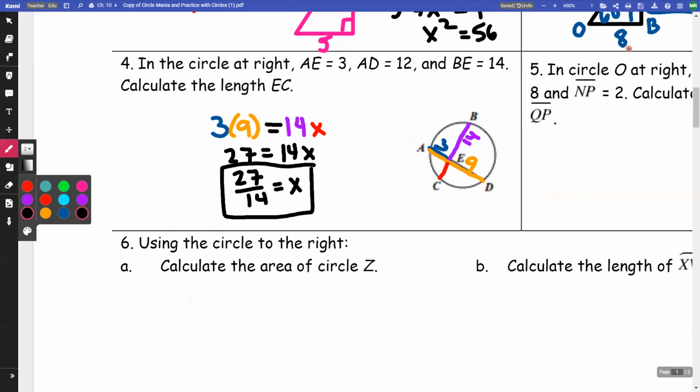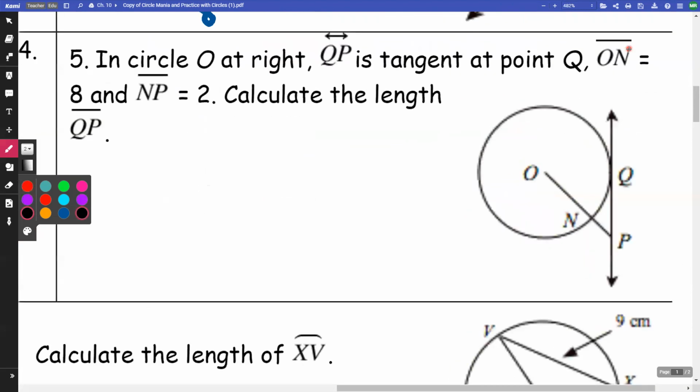On number 5, in this one, I know that QP is tangent at point Q. So this is going to be tangent, which means when I draw this, this is going to make a right angle with the line. We also know that ON is 8. So this right here is going to be 8, which also means this right here is going to be 8 because they're both radii.